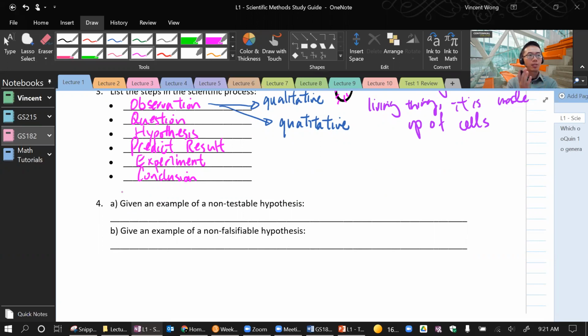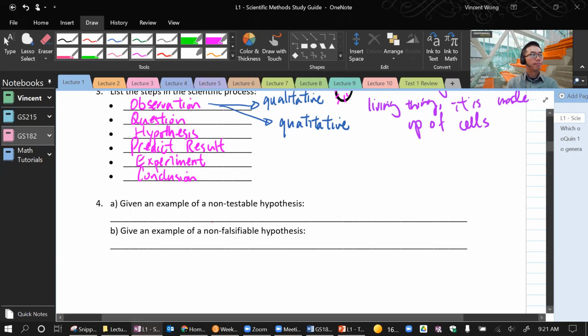You can type it in the box if you want, or you can unmute. Okay, that's fine. I will do it myself.